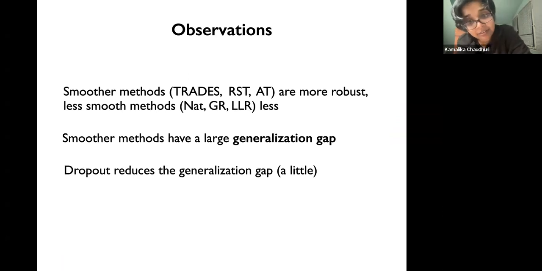They are leading to smoother networks, and they are more robust. However, these smoother methods have a large generalization gap, right? And this is, as I said earlier, quite counterintuitive, because if you look at, for example, support vector machines, their smoothness means the norm of the support vector, right? The smaller the norm of that classification vector is, the smoother it is, and the better generalization you have.